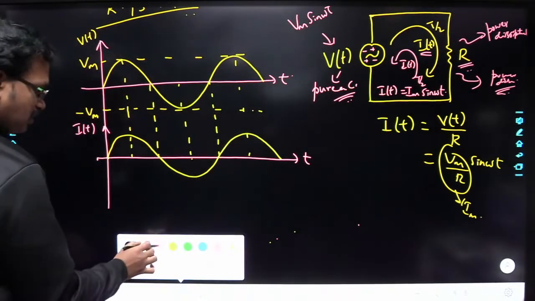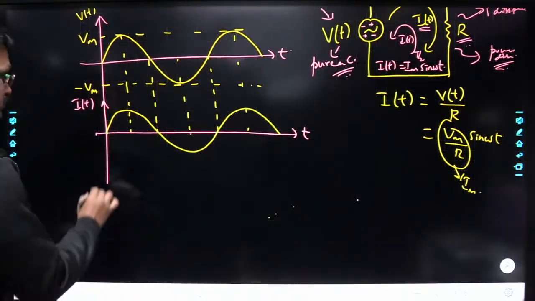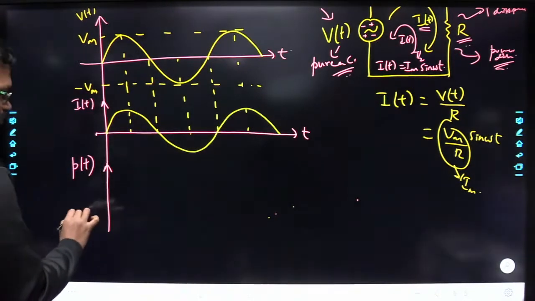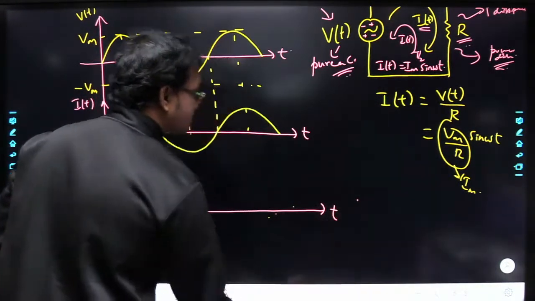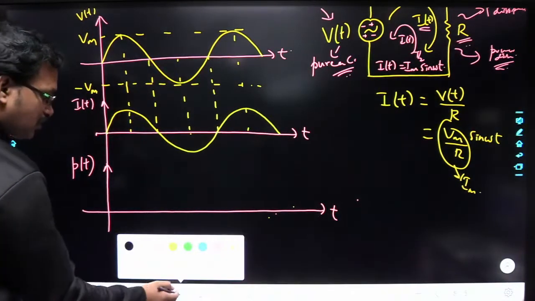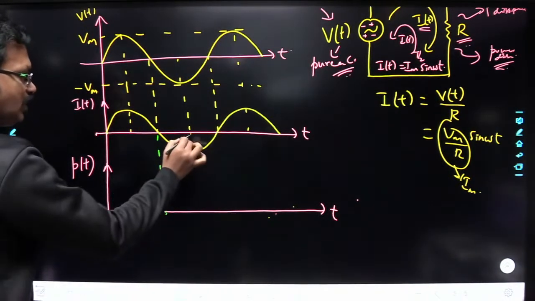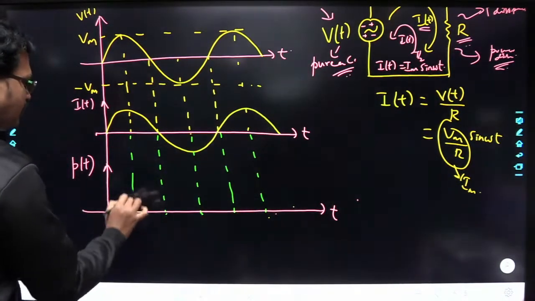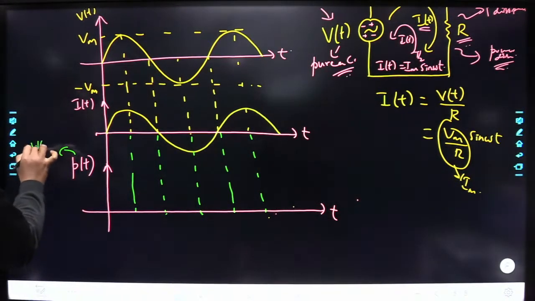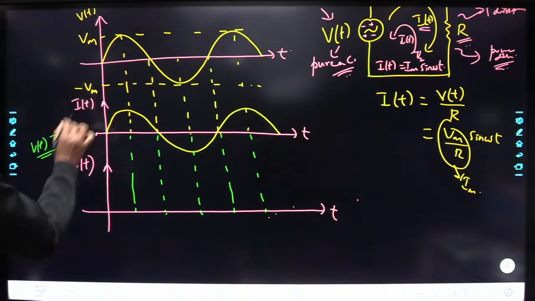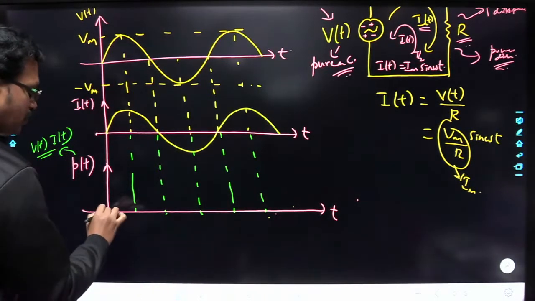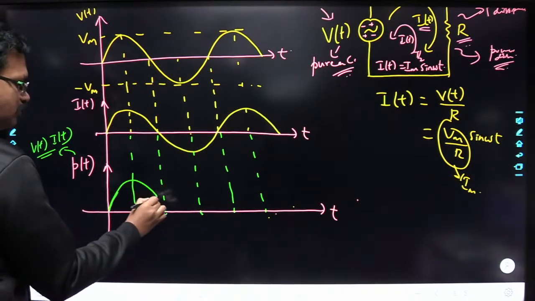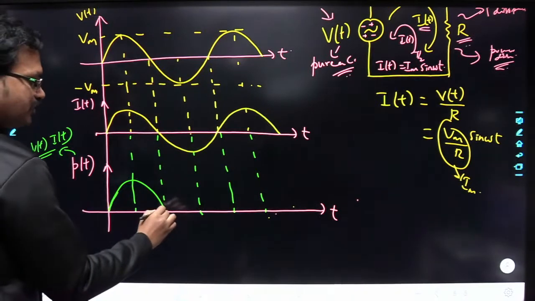Now here, see here. If I try to draw the power here, that is P of t, with respect to time. So now what you are going to get? Tell me what you are going to get. P of t, I can write it as V of t into I of t, right? So this P of t is nothing but V of t into I of t. So just multiply these two here. What you are going to get? Plus into plus will become plus. So you are going to get a waveform like this. Minus into minus will become plus.